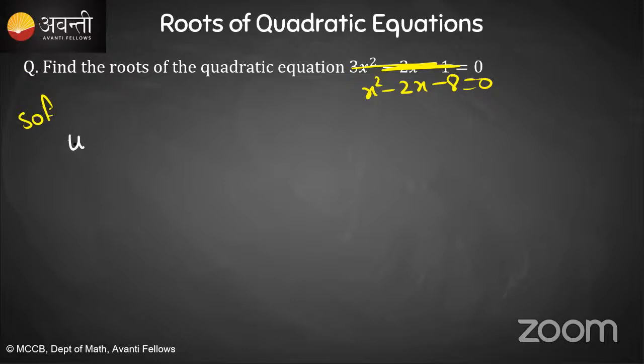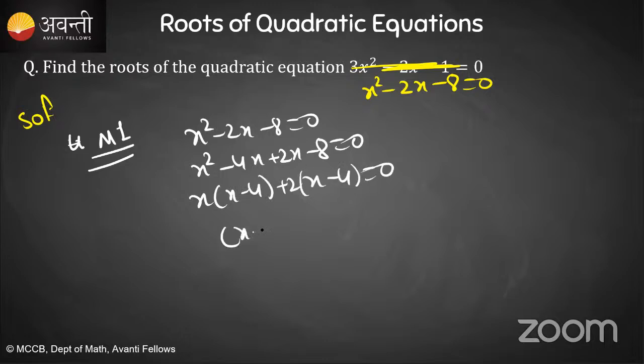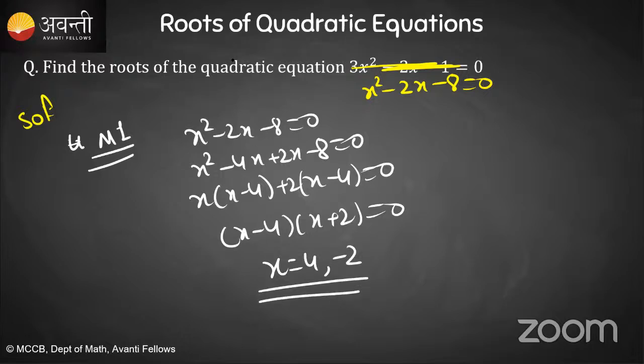So using method 1 क्या होगा? डायरेक्ट रूट निकाल लो या फैक्टराइजेशन कर लो. So x square minus 2x minus 8 is equal to 0. You can factorize this into x square minus 4x plus 2x minus 8 is equal to 0. So x into x minus 4 plus 2 into x minus 4 is equal to 0. So this is x minus 4, x plus 2 is equal to 0. Yes, very good JNV Ballari. So x is equal to 4, minus 2, right? Yes, very good.